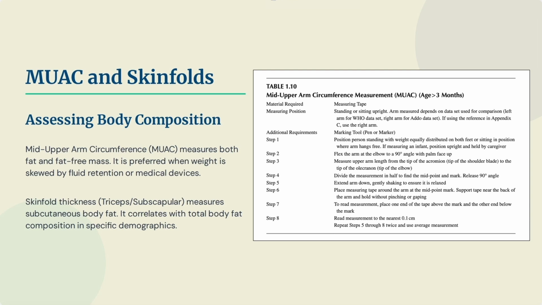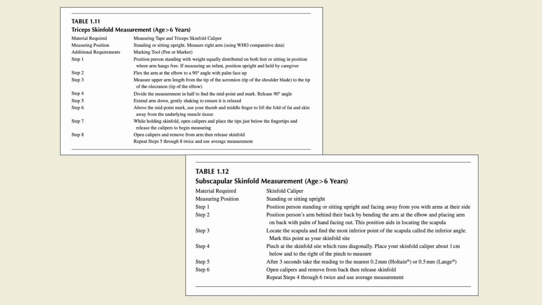Z-scores can be calculated for patients 6 to 60 months old using WHO reference data or reference tools such as PediTools.org. For patients 6 years and older, MUAC can be compared to normative data to determine percentiles or Z-scores. Appendix C.